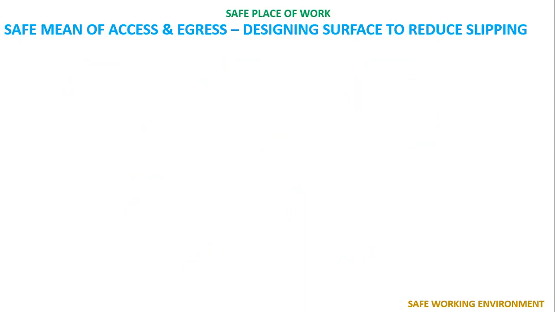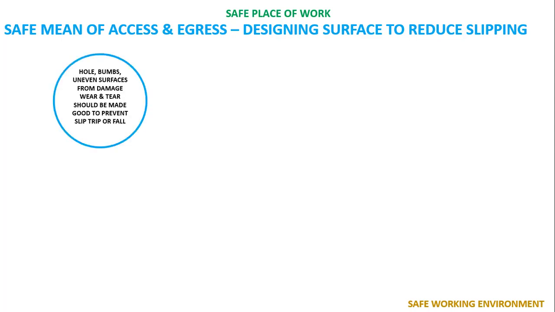Now how to design a surface to reduce slipping. The access may be slippery and it poses a slip hazard. So how to design the surface that will reduce the chances of slipping? Holes, bumps, uneven surfaces from damaged wear and tear should be made good to prevent slip, trip, or fall.